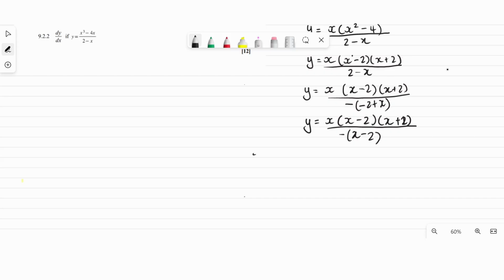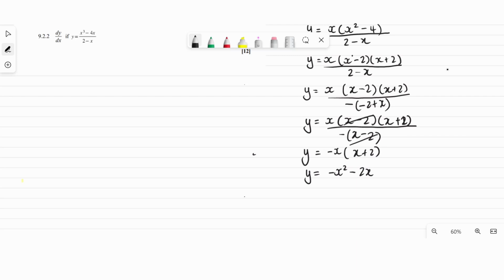Do you see that we have x minus 2? So they're going to cancel out. Then what we're going to be left with: this negative is going to make this whole thing negative, so it's the same as saying negative x plus 2. Then we're going to distribute the negative x inside. So we're going to have y as being negative x squared minus 2x, right?